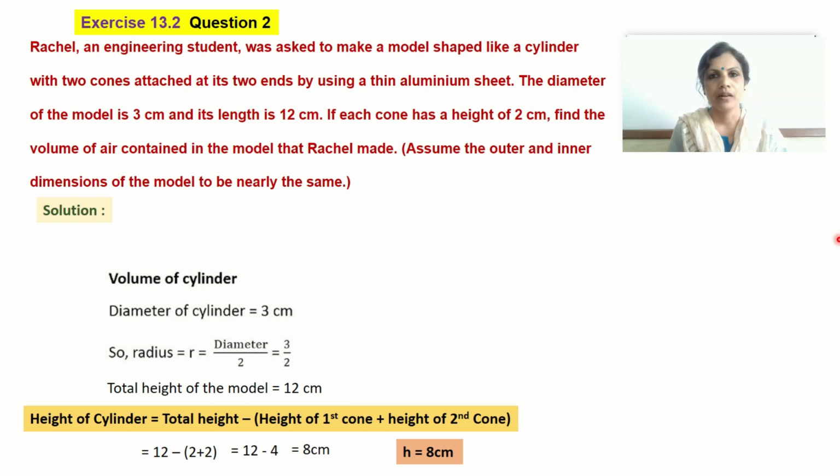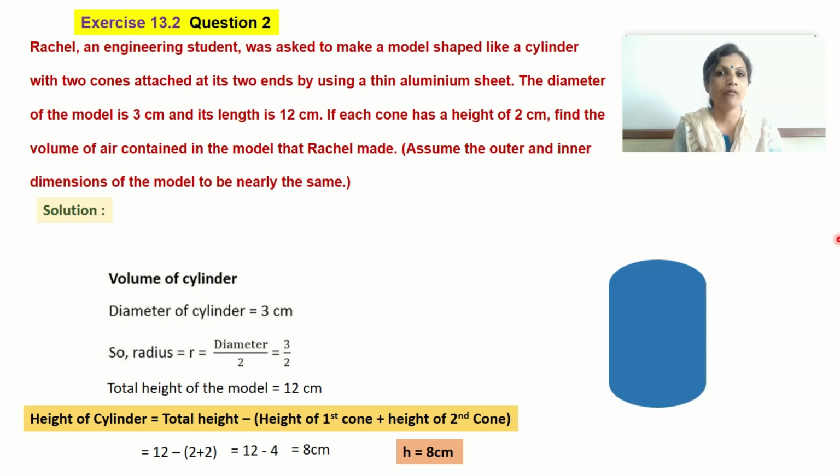So children, while I was reading the sum, could you make out which combination of solid figures the sum is talking about? It's very easy. Rachel's model is shaped like a cylinder. So we are going to draw the figure first. A cylinder, and I want all of you to start drawing the figure along with me.